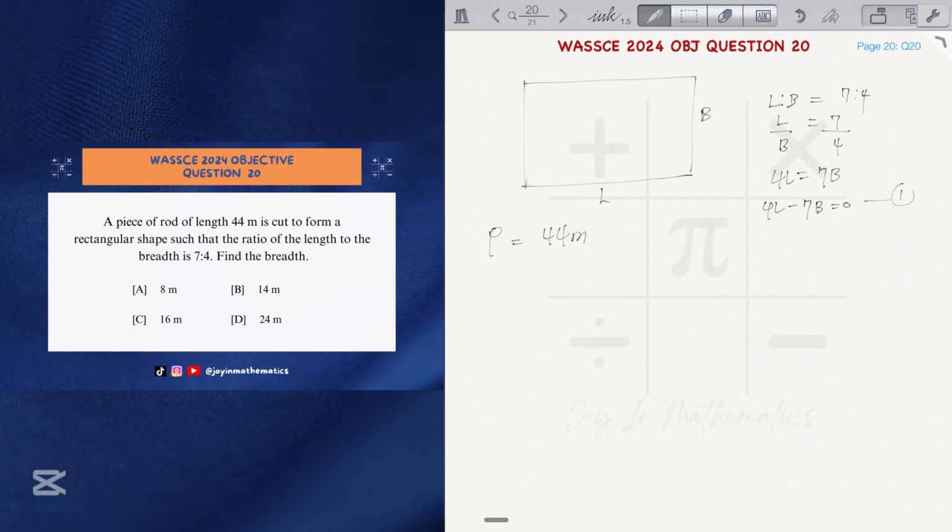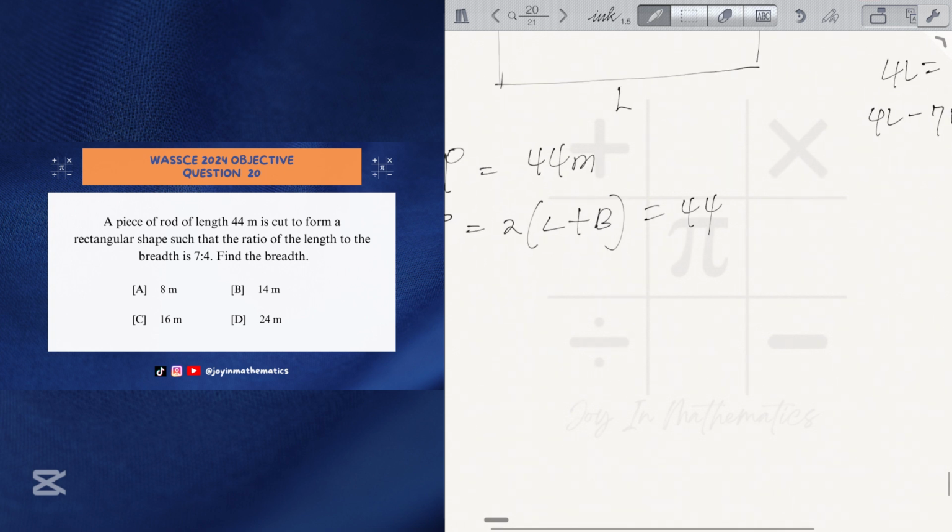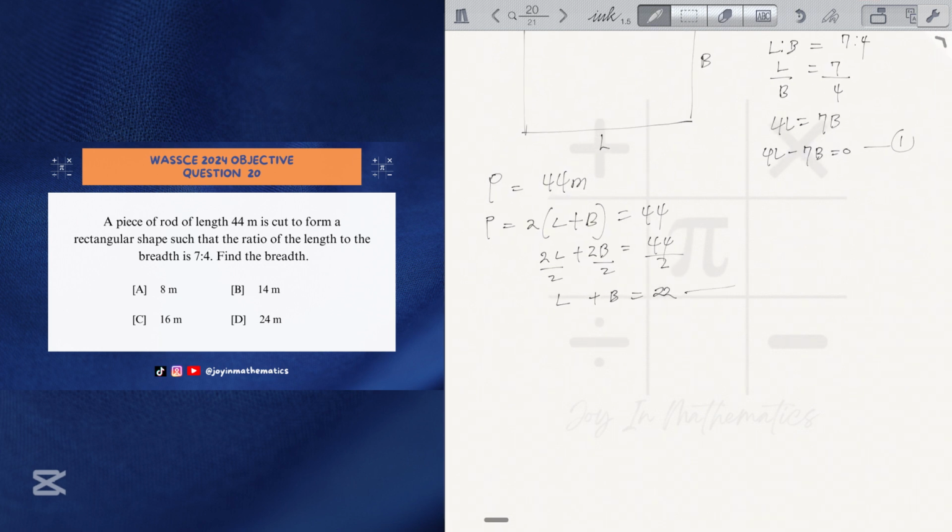So what is the perimeter of a rectangle? The formula for the perimeter of a rectangle is 2 into L plus B. So 2 into L plus B is equal to 44. Simplifying further, 2L plus 2B is equal to 44. We can divide all through by 2 to reduce the values. So we have length plus breadth is equal to 22. So we now have equation 2. We have equation 1, equation 2.